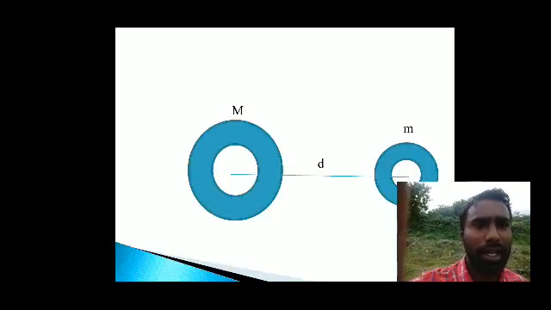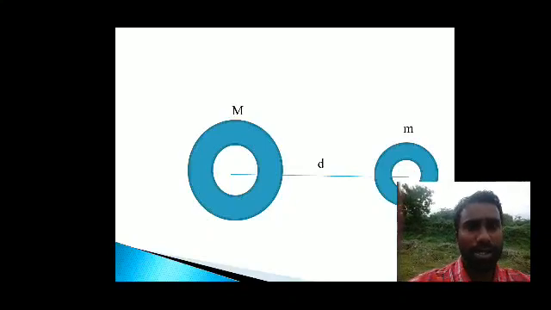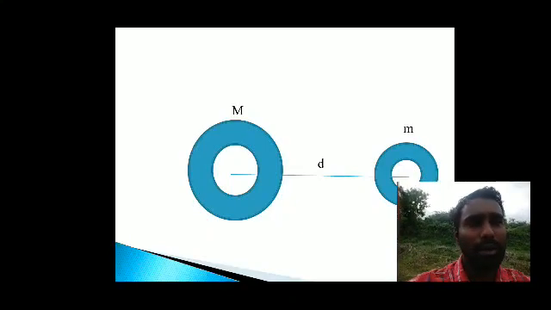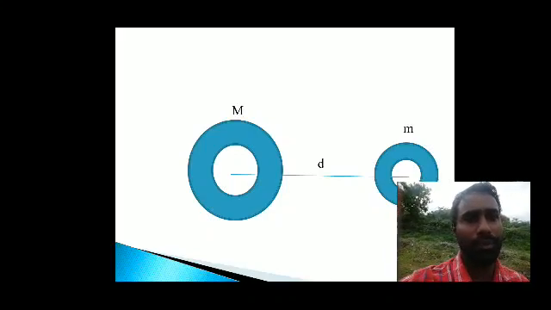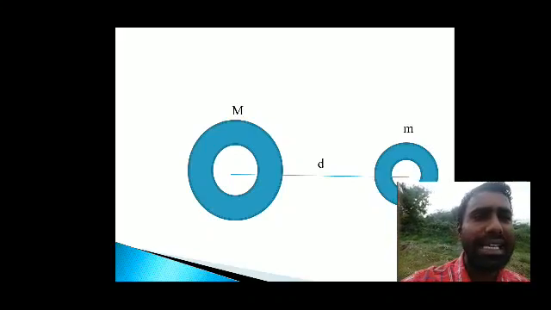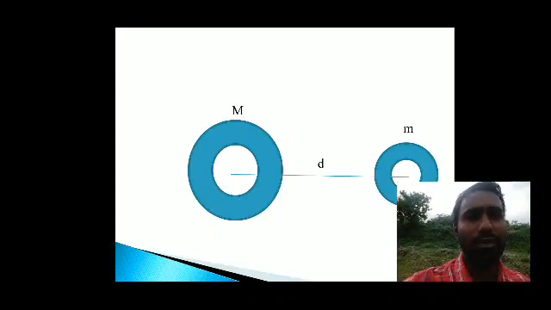Here I have taken two different objects, that means two different masses. The first one has a bigger mass, the second one has a smaller mass. The distance between their centers, I denoted as d. Now, what does the universal law of gravitation mean?